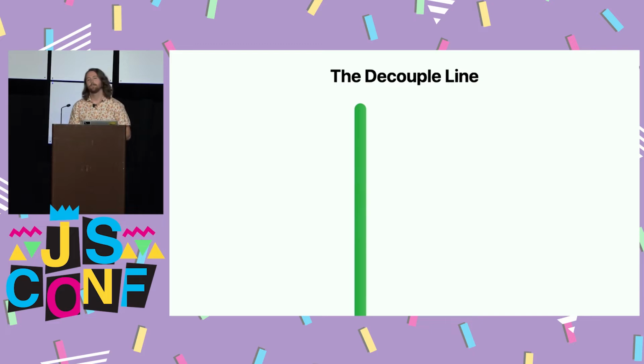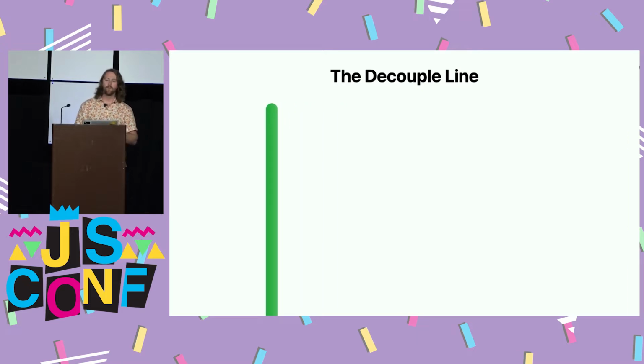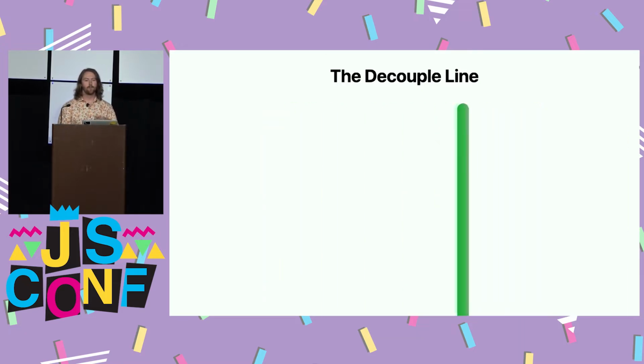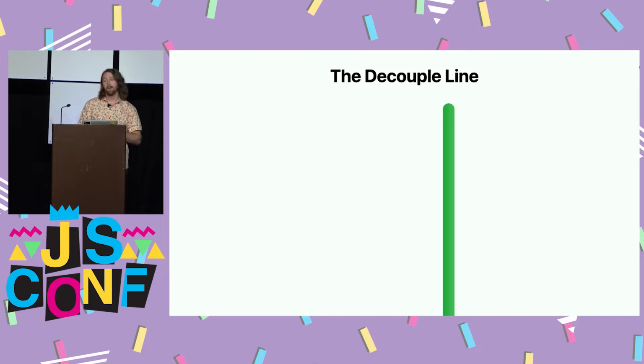So in this talk, we're going to use our friend, the Decouple Line, to describe and explore this question of where do you decouple your application. As the Decouple Line moves around your architecture, some really interesting features of your API are exposed. The format of your API is exposed, and the content of your API is different.